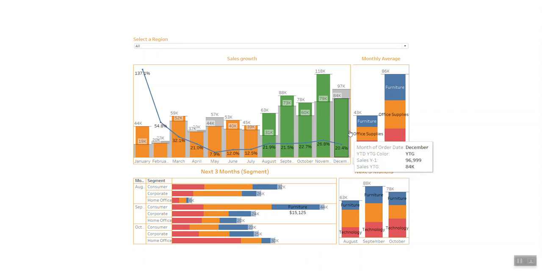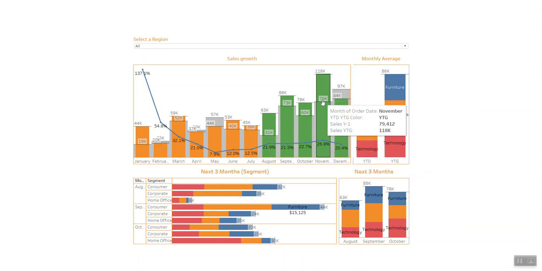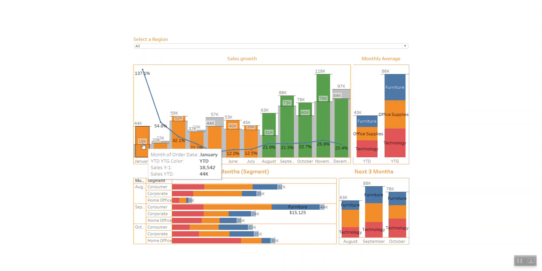In the background you see the gray color, which is last year's performance, so you can see month by month growth this year versus last year. I also built the line here, showing the accumulated growth month over month. Let's say January this year versus last year is 137% growth, and accumulated by the end of February, around 55% growth, and moving.